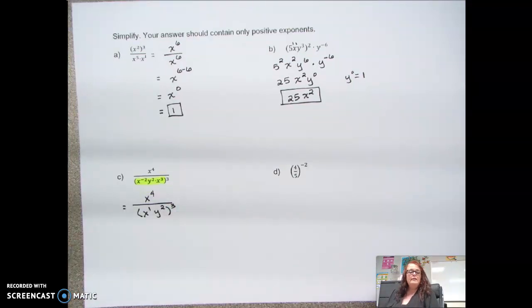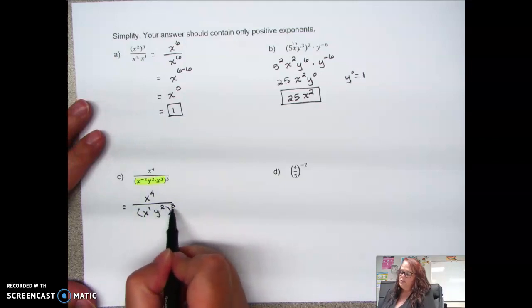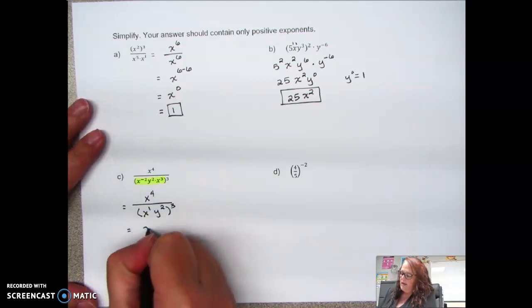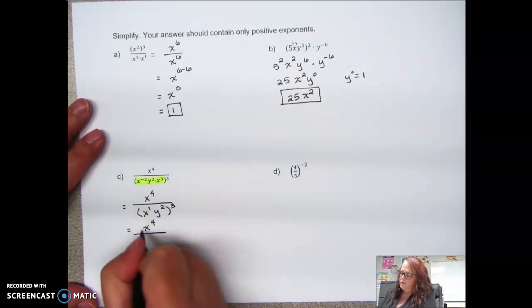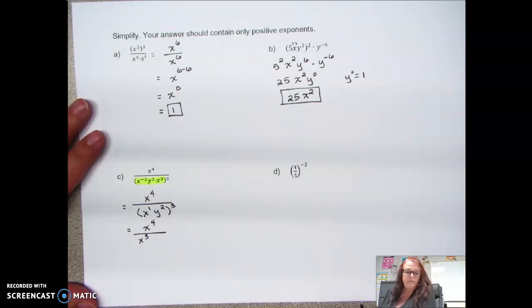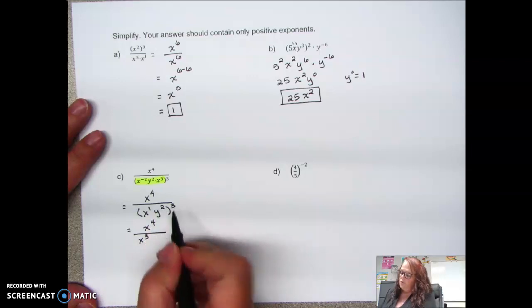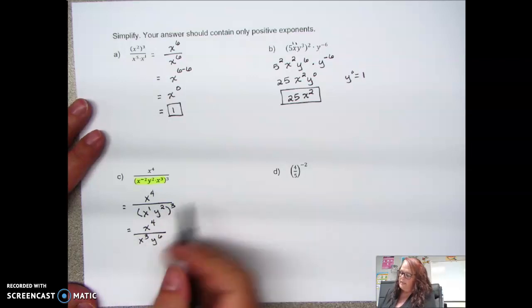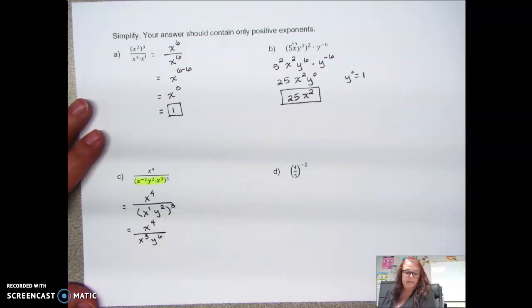Okay. Then the power rule says I can distribute the 3 to those exponents. So I have x to the fourth over x to the first cubed, which is going to be x to the third. 1 times 3 is 3. And y squared cubed is going to give me y to the sixth because 2 times 3 is 6.